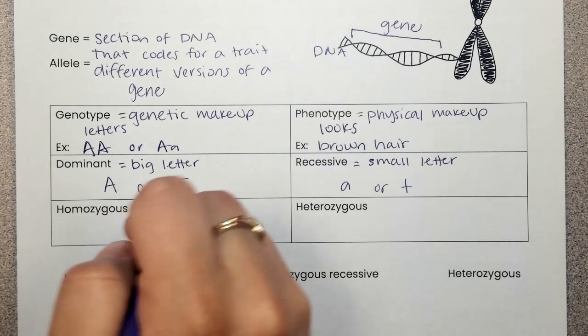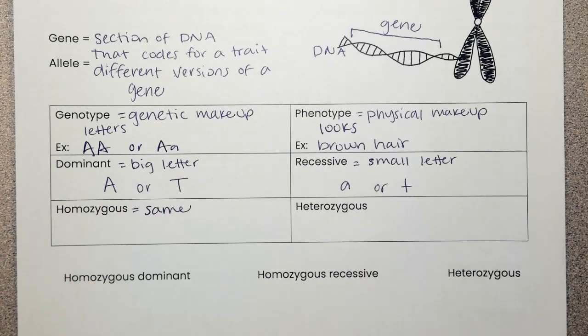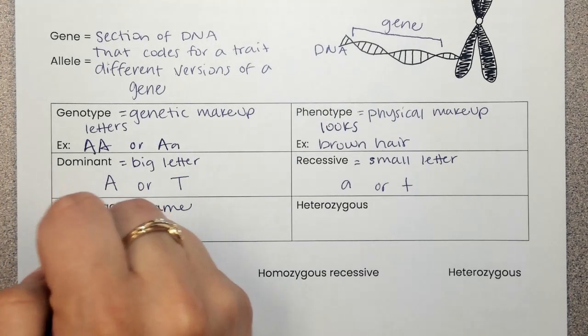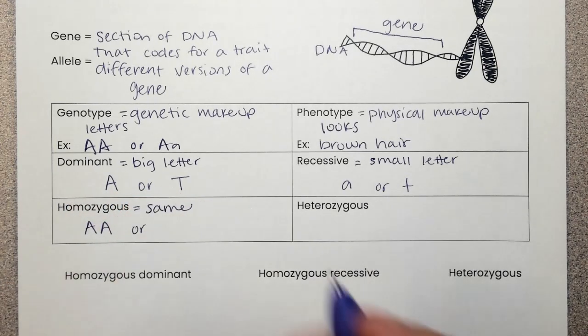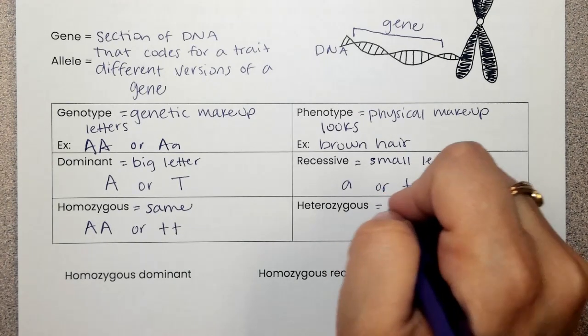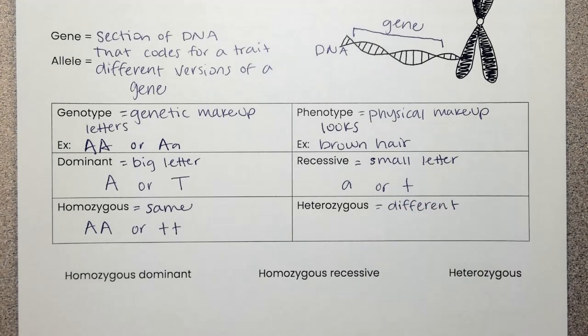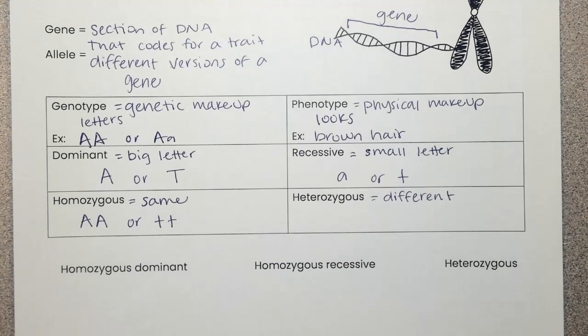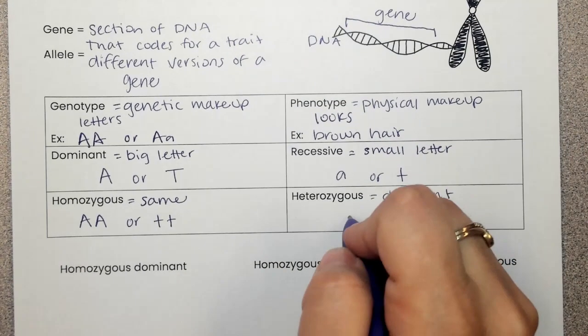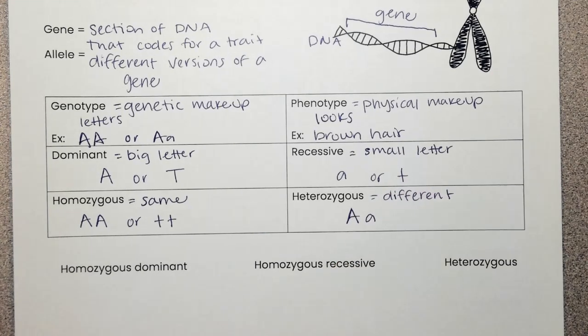Homozygous, homo means same. So you're going to have 2 of the same big or small alleles. So like big A, big A, or it could be like little t, little t. So 2 big or 2 small. And then heterozygous, hetero means different. So this is where we'll have 1 big and 1 small. So like big A, little a.